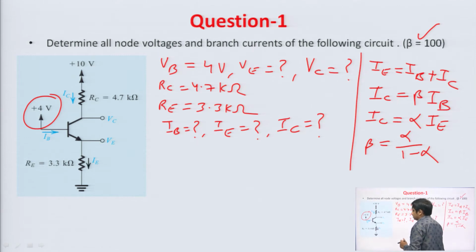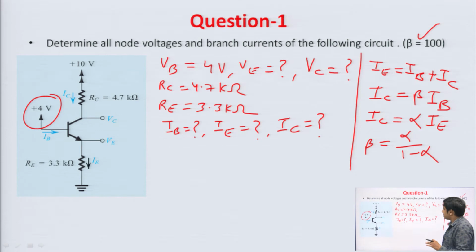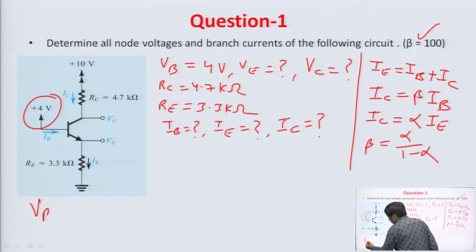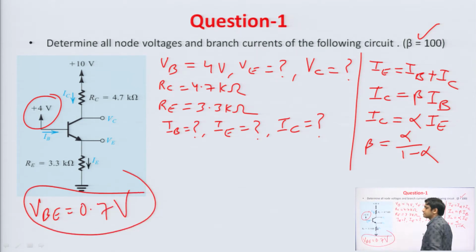Now, just see one more thing: the base to emitter voltage is normally not given in the question. So, do not be upset with that. Always assume VBE is equal to 0.7 volt, considering the silicon transistor, fine. Sometimes it is given, and if it is given then of course we have to take that particular value, but if it is not given, just consider VBE is equal to 0.7 volt.